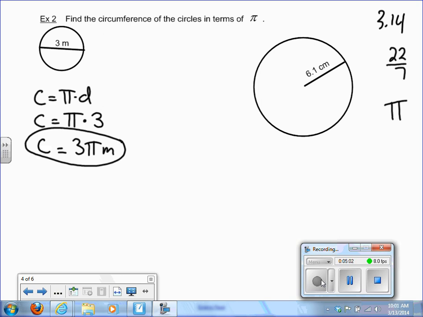So about how many meters is this? It's about how much, Madison? 9, right? Because pi is about 3 times the diameter, which is 3, so it's about 9 meters. All right, what I want you to do with your table mate is do the second circle. Go.